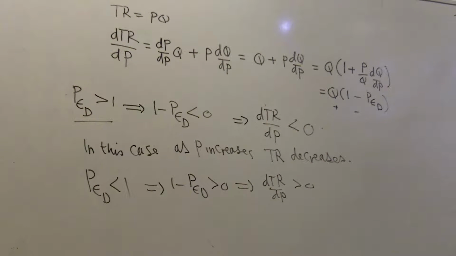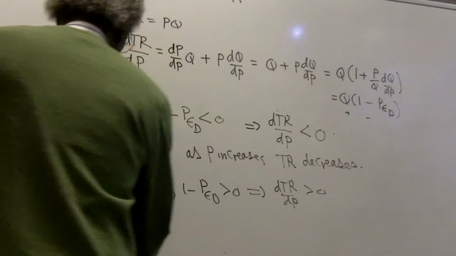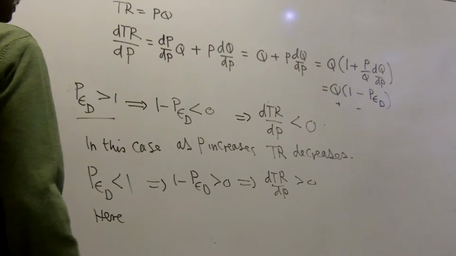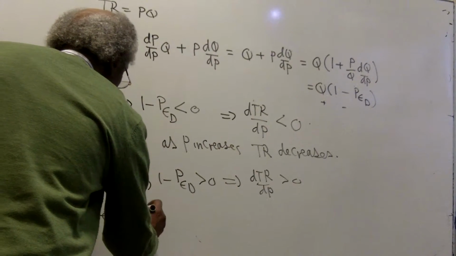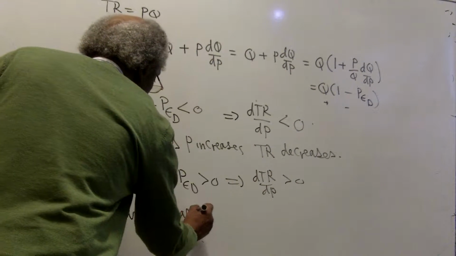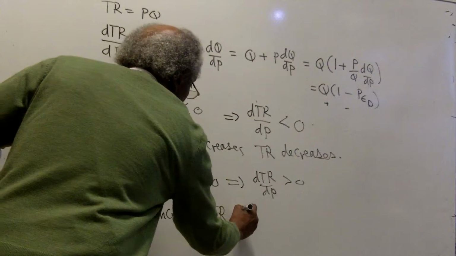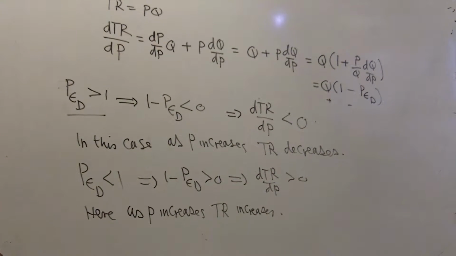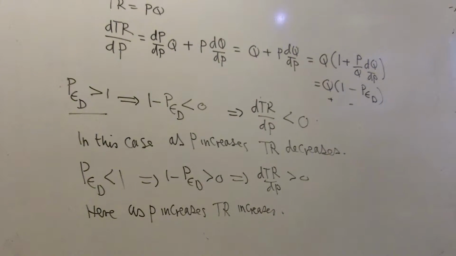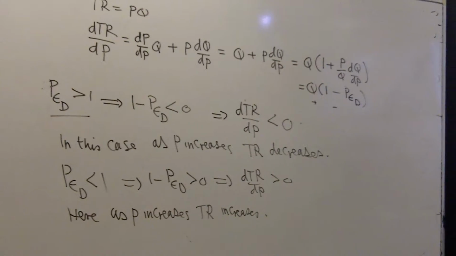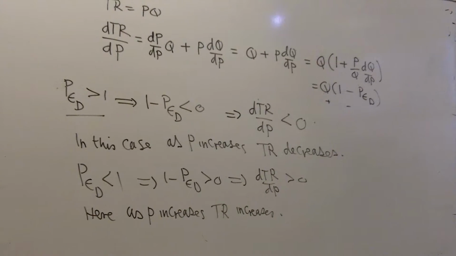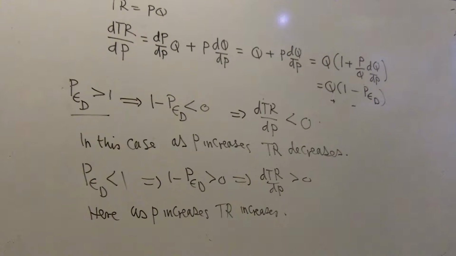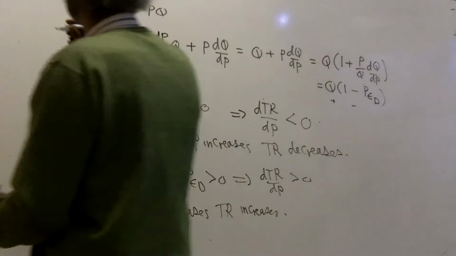Okay. So, meaning building on this, as P increases, TR increases. That's the first part of the task.